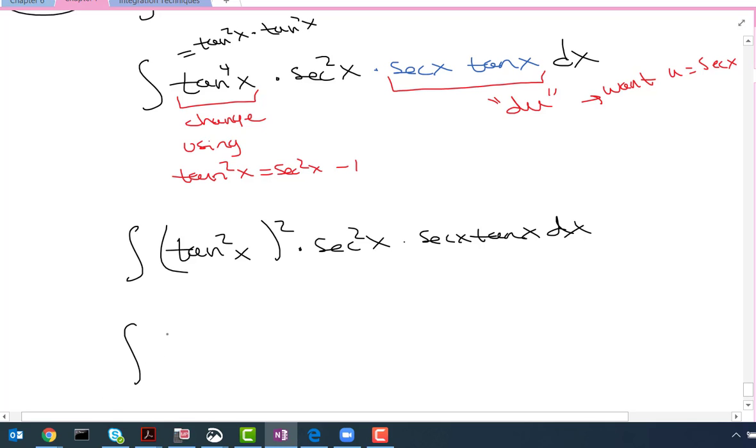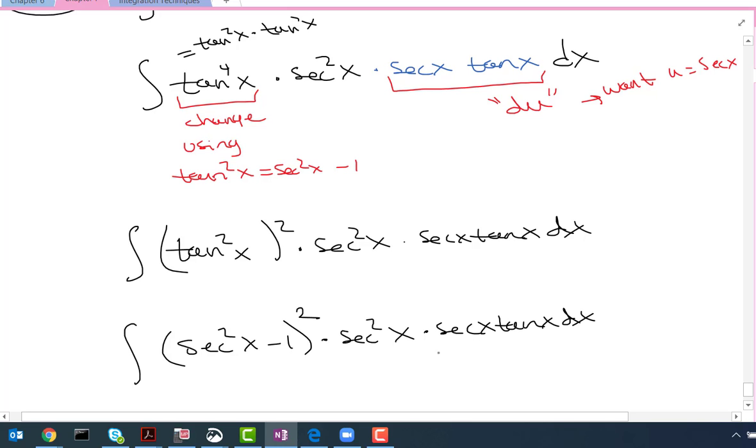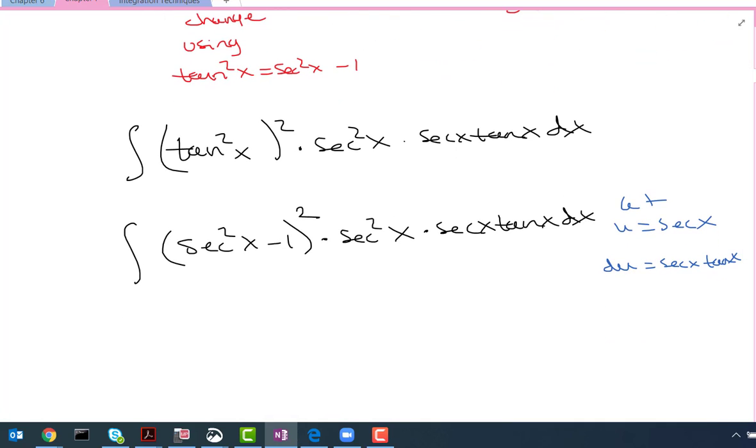So this will become, what did we say? Tangent square is secant square minus 1. So secant square minus 1 squared times secant square times secant x tangent x. You can keep simplifying here if you want, or you can make your u substitution right away. Right, let u equal, what did we say we want? We want u to be secant x. Then du is secant x tangent x. And now I can make my substitution.